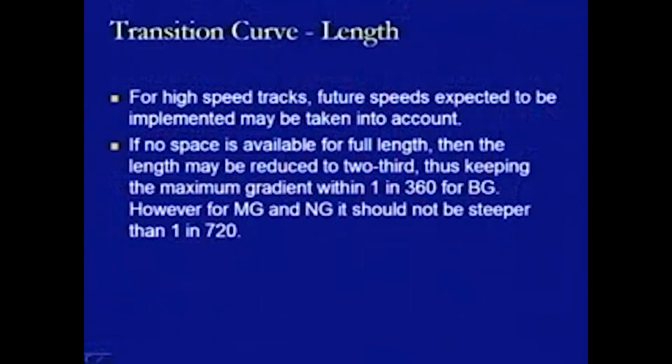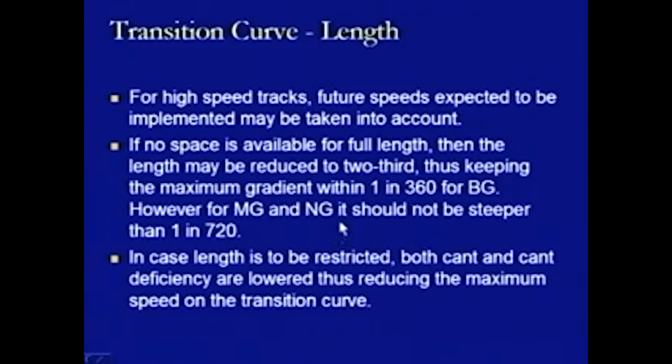If no space is available for full length, then what we can do is that the length may be reduced to 2/3, thus keeping the maximum gradient within 1 in 360 for broad gauge. However, for meter gauge and narrow gauge, it should not be steeper than 1 in 720, as we have seen previously. So, the only thing we can do is reduce the length by 2/3 in this case.